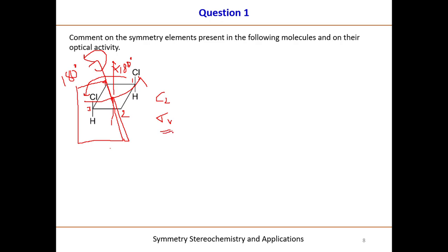Now is any other plane of symmetry present? Anyone? Can you pass the horizontal plane? No, if I cut the molecule this way, because H and Cl are different atoms, heteroatoms, they are not interchangeable. So we will not get the same other half. That means it is not present. Correct? So here we have only sigma v and C2 symmetry. So the point group of this molecule will become C2v. Correct? C2v.